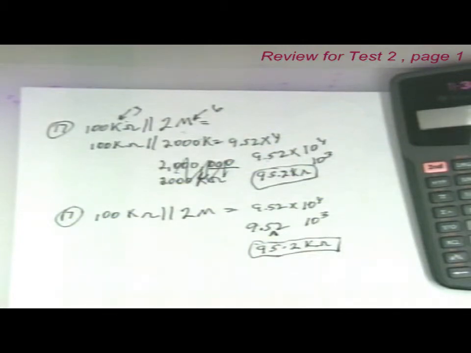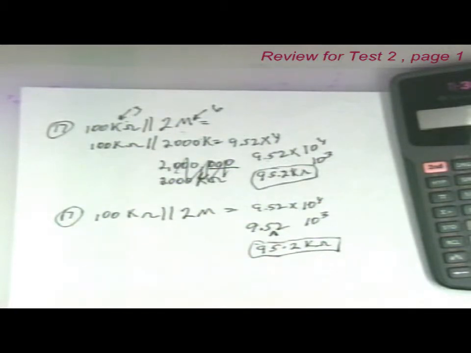And the answer is it's true, because when we combine resistors in parallel, the total resistance is always going to be less than the smallest resistor.